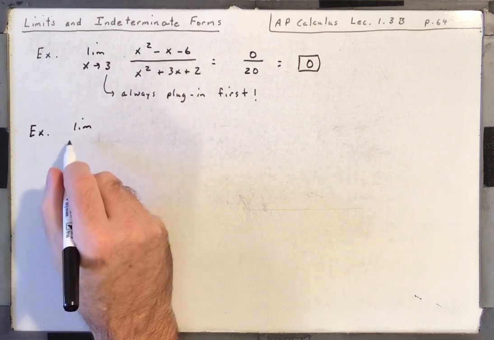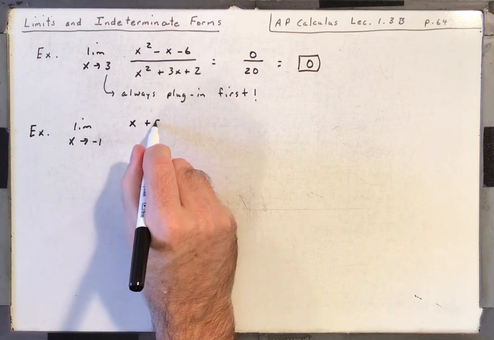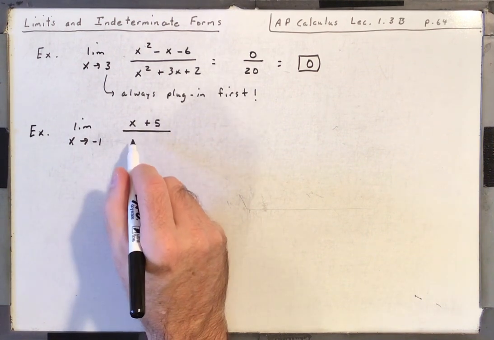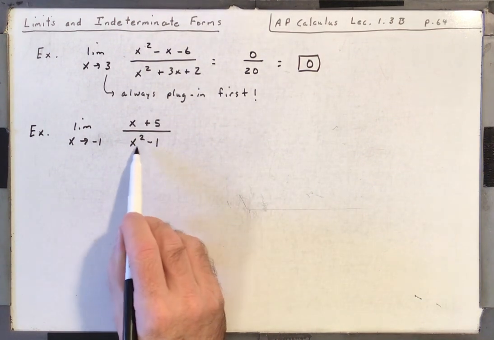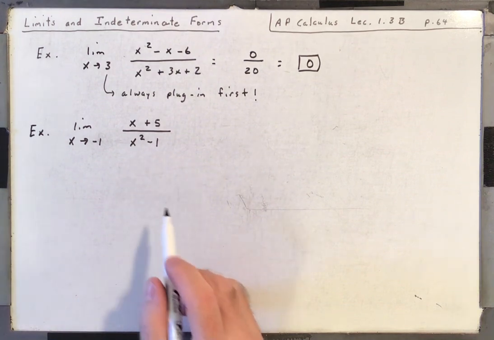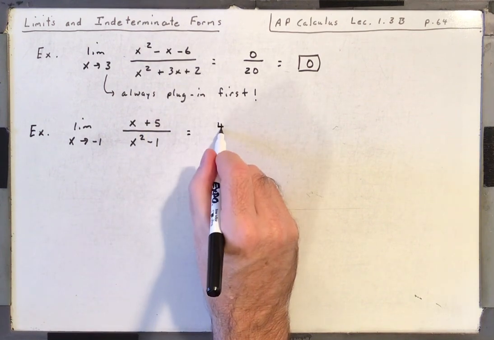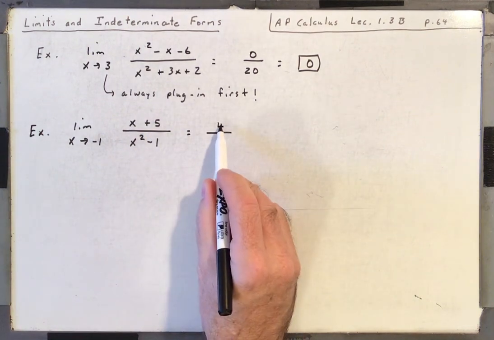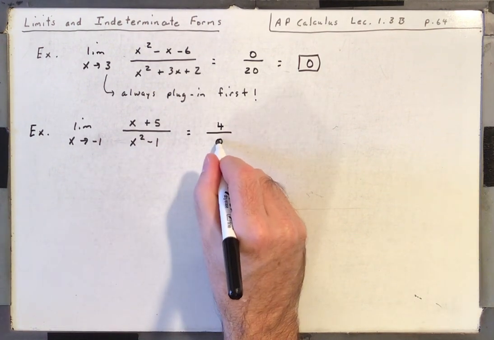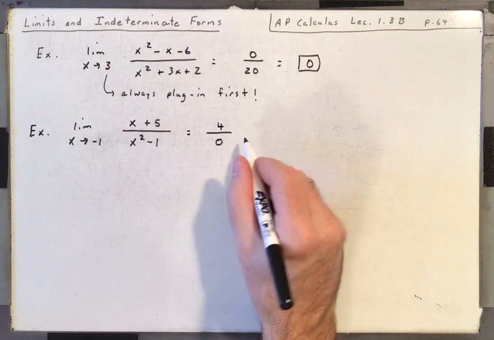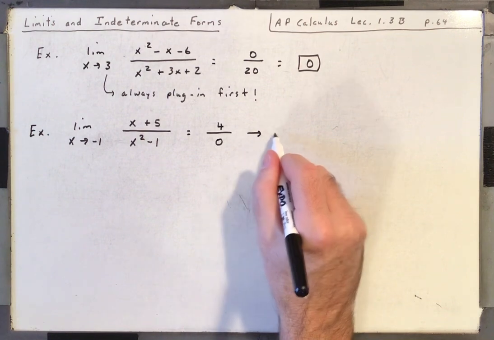All right, let's do another one. How about the limit as x approaches -1 of x plus 5 over x squared minus 1. Now you might think, oh, I've got a factor. That's the difference of two perfect squares. Well, again, let's plug in first. On the top, I've got -1 plus 5, which is 4. So this is not indeterminate form. It's not 0 over 0. -1 squared is 1, minus 1. We do have a 0 on the bottom. Okay, so 4 over 0 is not indeterminate. This is undefined.